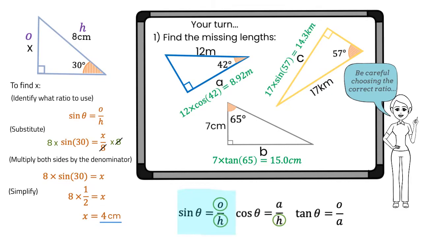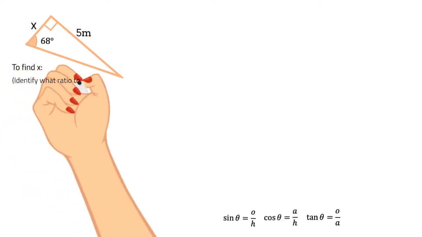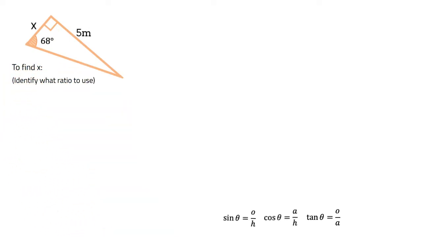Let's take a look at a different example. So I have a right angle triangle. I know a different angle is 68 degrees, a side is 5 meters, and I want to find x. I need to identify what ratio to use. So I'm going to label the sides that I know. I've got O, and I need to find A. So I look through my ratios, and tan has O and it has A. It's the only one that has both, so I will use tan.